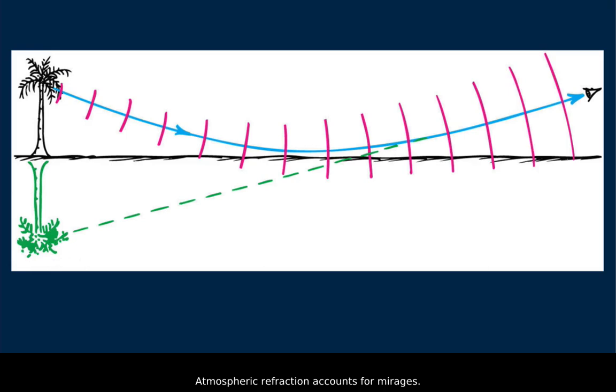Atmospheric refraction accounts for mirages. Light travels a bit faster in hot air than in cooler air, so if the air near the ground is warmer than the air above, as it is in desert in the daytime, light from the palm tree refracts upward, which is to say, bends upward. Your eye interprets this as a reflection, when it is really refraction.